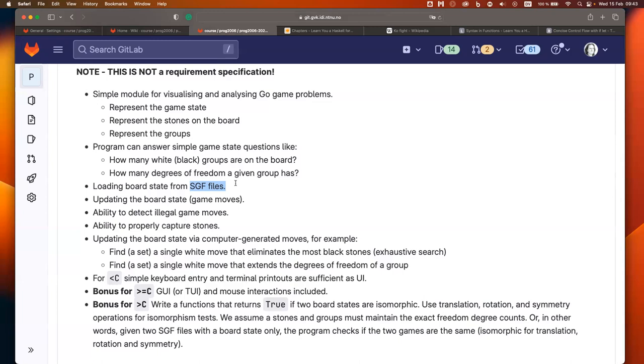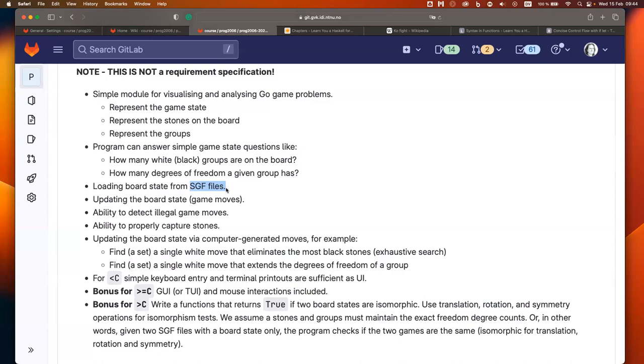So you should not have an SGF file with an illegal state of the board, such that a given group doesn't have any degrees of freedom. I didn't actually check if it is possible to have an SGF file with an illegal state of the board, but it is not your problem. If there is one, you will read it and have an illegal state of the board initially. So we will deal with it. But I think that is not possible. We will know once we finish this.